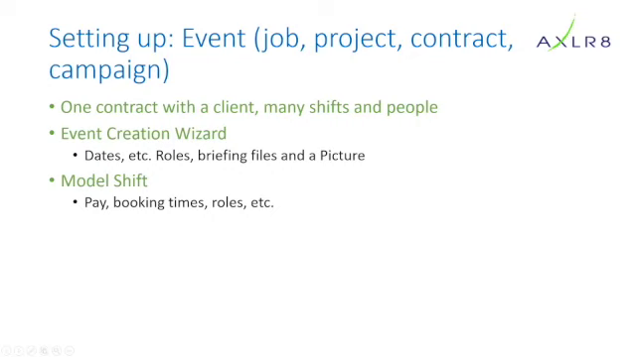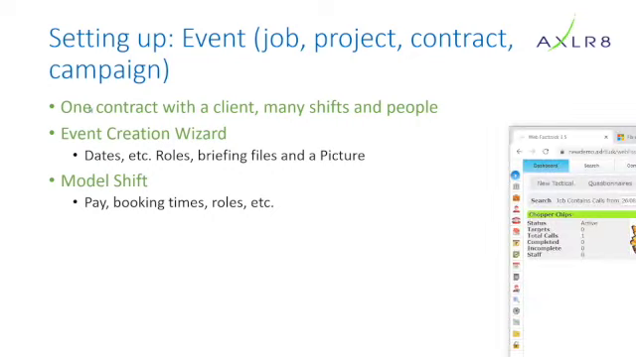So with setting up an event, which I'm going to define as like a contract with a client with many shifts and potentially many people, we have an event creation wizard. And once we've gone through that, we will have created a model shift with all of the roles, if there are more than one role. And we'll also have added things like briefing notes, files, a picture, and so on. So let's take a look at that model.